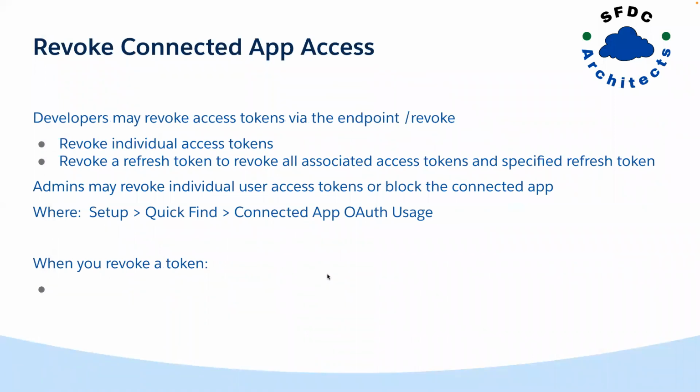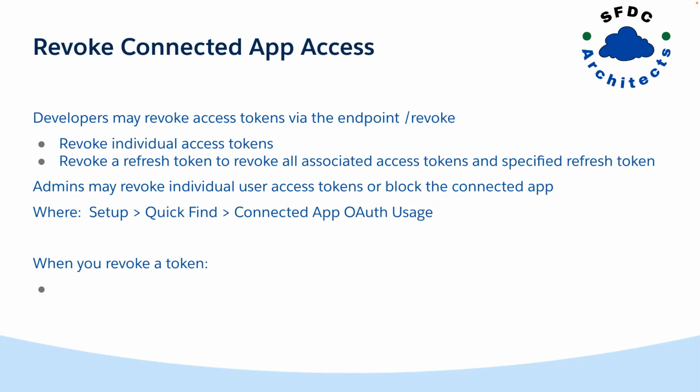All right, let's talk about revoking access. And again, all of this today is about managing access and what you do with it. So developers can, of course, revoke access tokens, and they can do that via the endpoint called Revoke. They can either revoke an individual access token, and that's going to revoke just that one access token that you're sending. Makes perfect sense. Or the developer can revoke the refresh token. And when you do that, it's going to revoke the refresh token and all associated access tokens that were generated from that refresh token if they're still active.